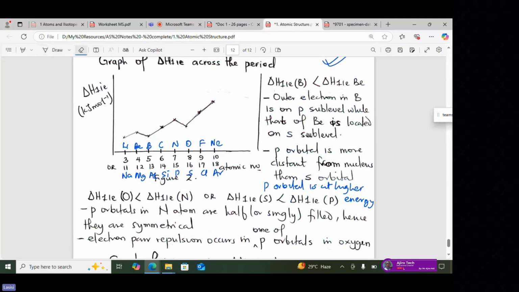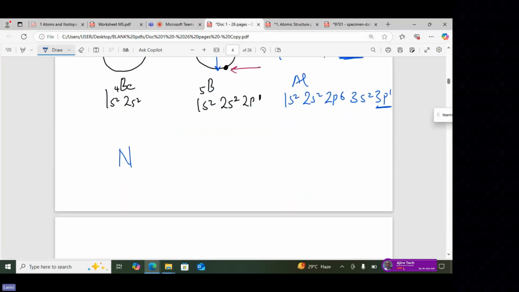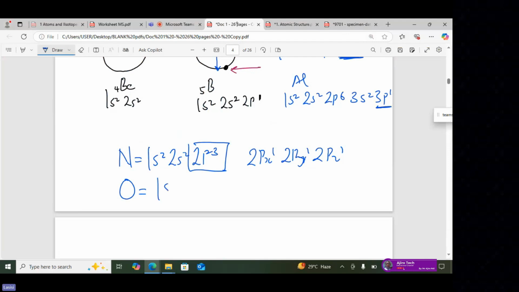The next one is about nitrogen and oxygen. Nitrogen is 1s2, 2s2, 2p3. What does it mean? 2px1, 2py1, 2pz1. What about oxygen? What does this mean? 2px2, 2py1, 2pz1.